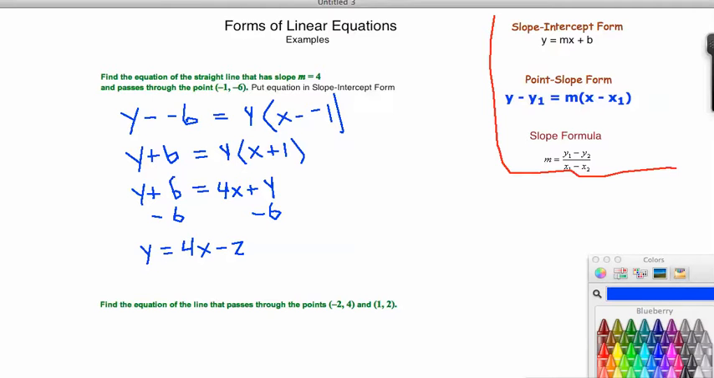So if you're asked for the y-intercept, you can tell from the form that we just got that the y-intercept is at (0, -2). So that's something you might be asked.